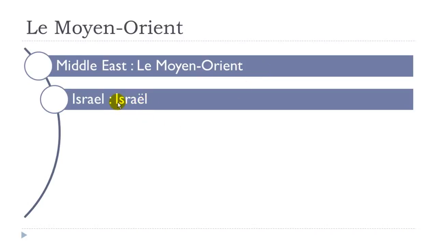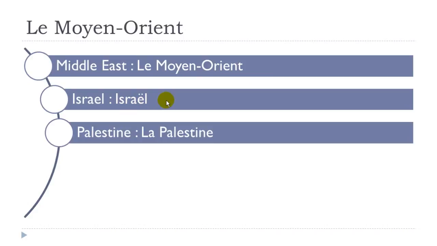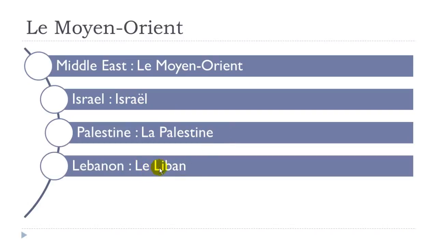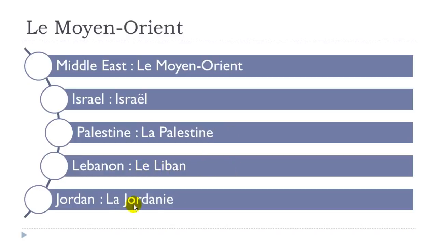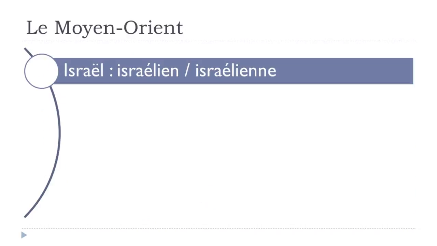Israël, Israël. La Palestine, la Palestine. Le Liban, le Liban. La Jordanie, la Jordanie. Okay, so let's repeat them one more time. Le Moyen-Orient, Israël, la Palestine, le Liban, la Jordanie. Okay, and now we'll see the nationalities.